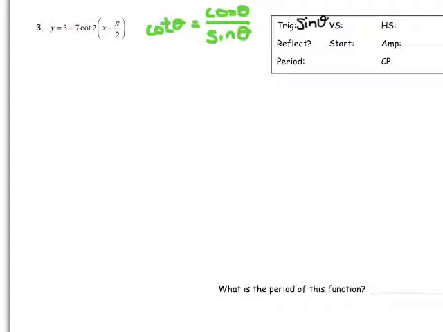So I know I go up 3, my horizontal shift is right, pi over 2. I do not reflect. Therefore, I will start for sine. So we're still doing sine. I start with the S shape that starts in the middle. My amplitude is 7. My period is going to be affected by this 2 right here. So that's 2 pi over 2, which is pi. And therefore, those critical points are pi over 4 apart.